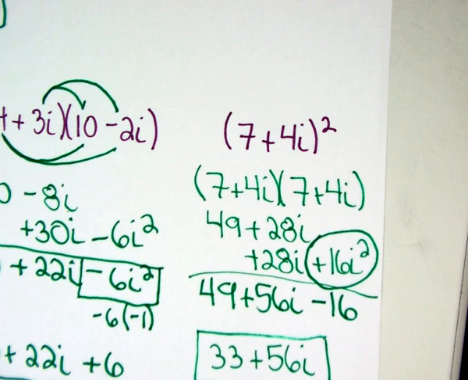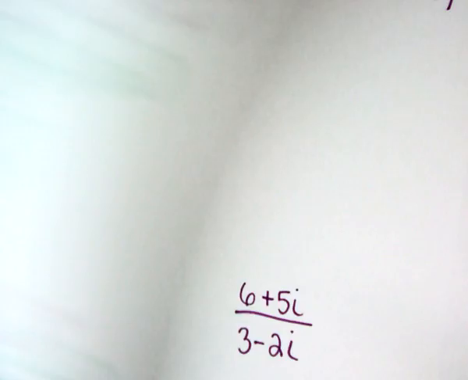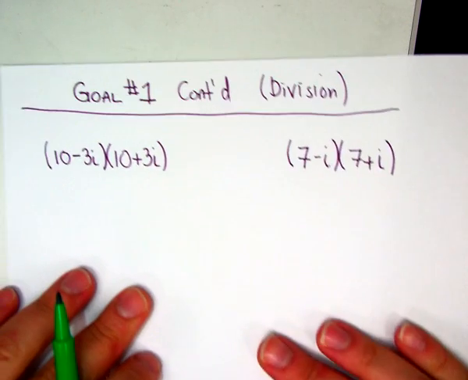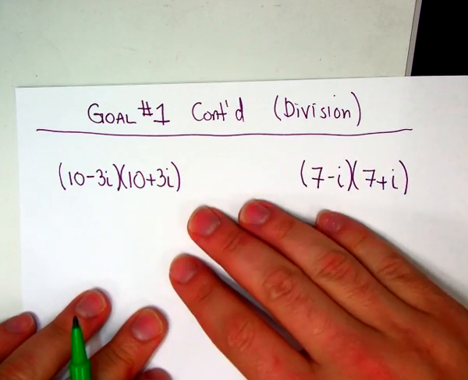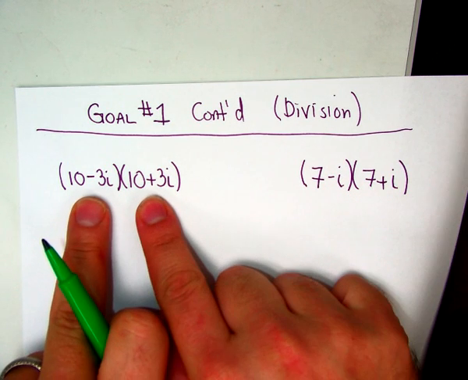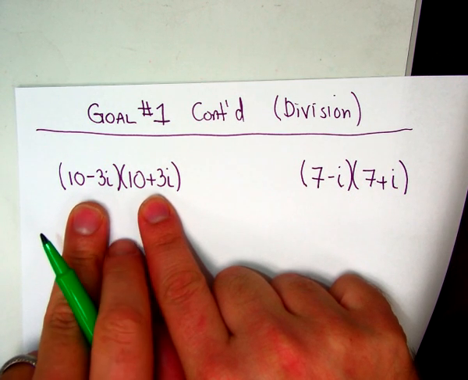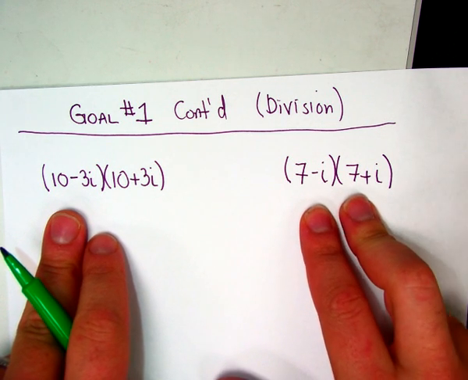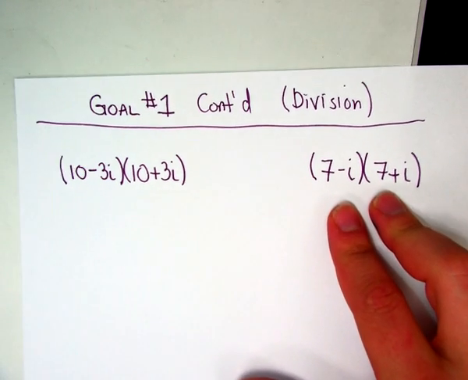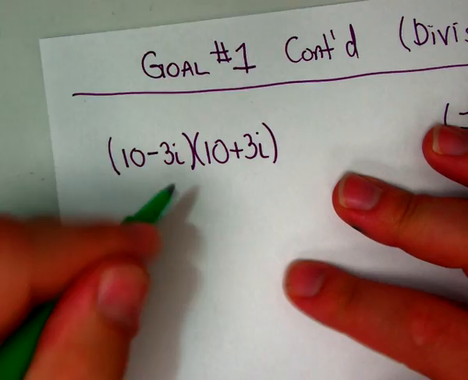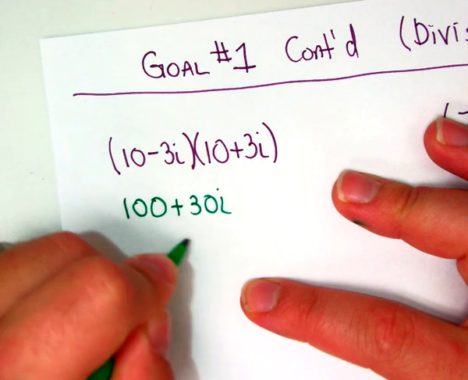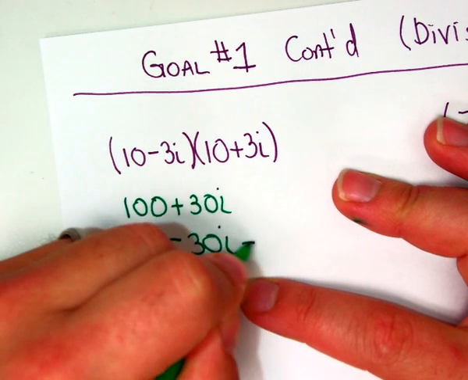To continue on with this, let's take it now to division. Okay. When we're talking about division, before we get into those kinds of problems, let's look at a couple of examples here. First thing I want you to notice is that this one written out looks like the difference of two squares. Just like right here it looks like the difference of two squares. Watch what happens though when we multiply this out. If I multiply this out, we end up with 100 plus 30i minus 30i, and then minus 9i squared.